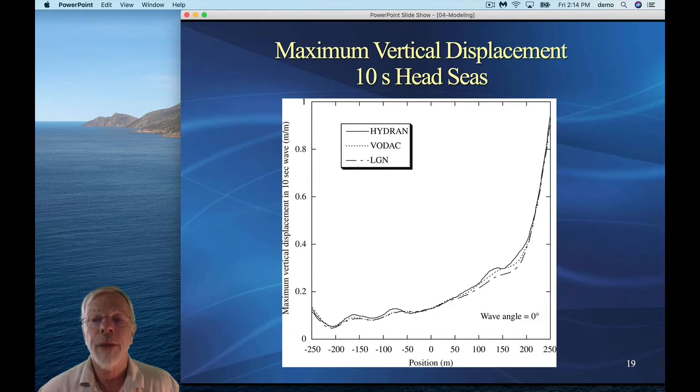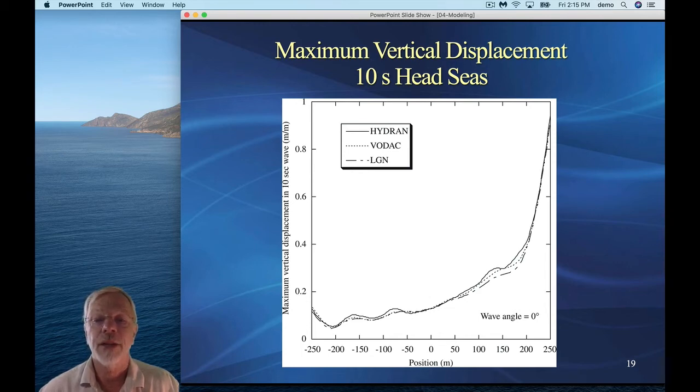This plot shows the maximum vertical displacement along the center line of the top deck, and this is in 10-second head seas. The horizontal axis goes from minus 250 to plus 250, and the origin was at the center of the top deck. The vertical axis is the maximum vertical displacement for a 10-second wave at a range of positions along the center line of the top deck. And this is for a 0 degree wave angle, or head seas.